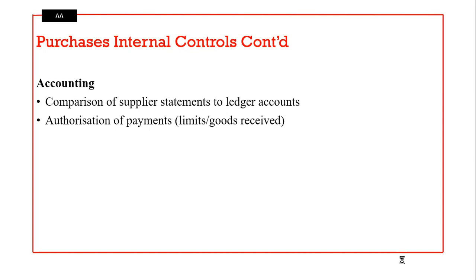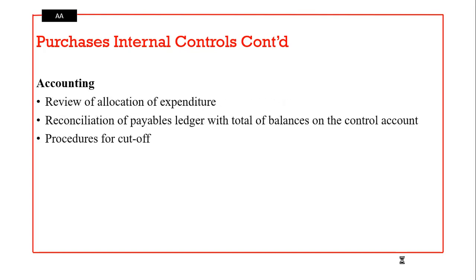There must be authorization of payments. Now, when payments are about to be made, there must be authorization. Remember again, in times of economic crisis, a company may not pay in full. So what they can do is simply pay part of the amount.